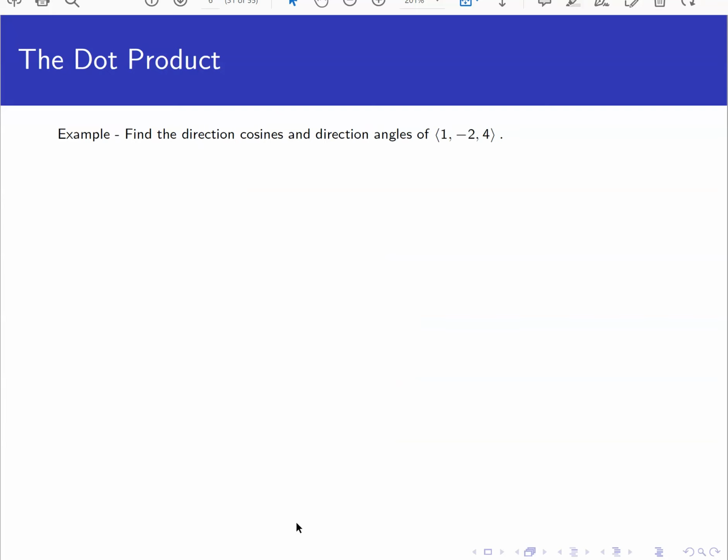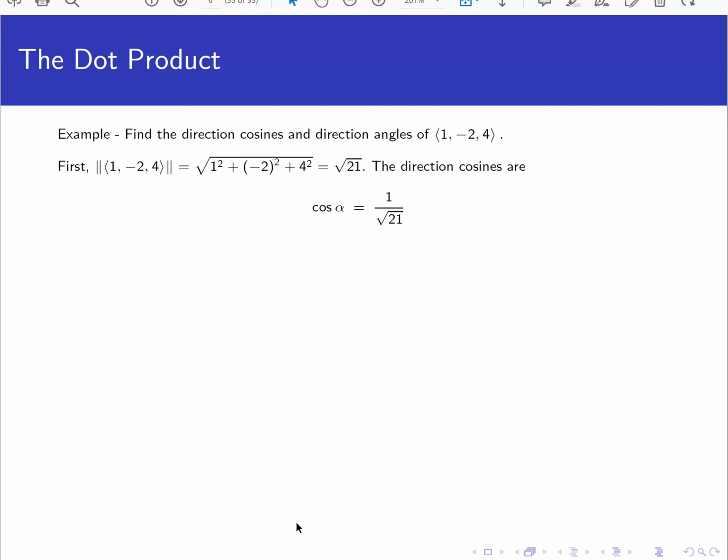All right, so let's say we want to find the direction cosines and the direction angles of 1, negative 2, 4. First, let's compute the magnitude, because that's what goes in the denominator. 1 squared plus negative 2 squared plus 4 squared gives us 21, so we get square root of 21 for our magnitude.